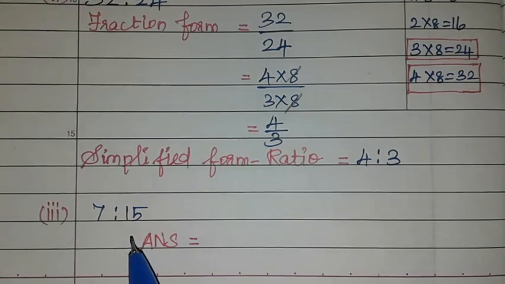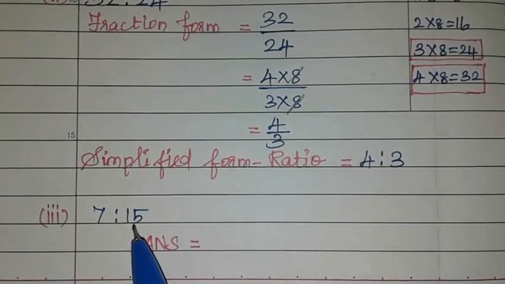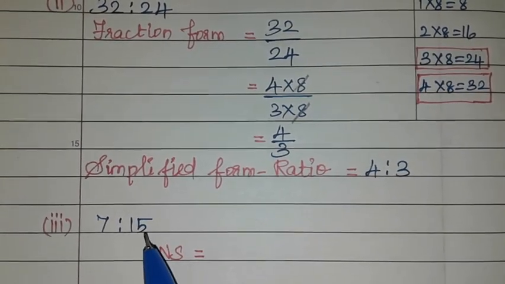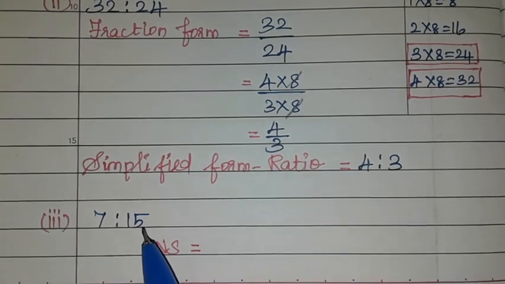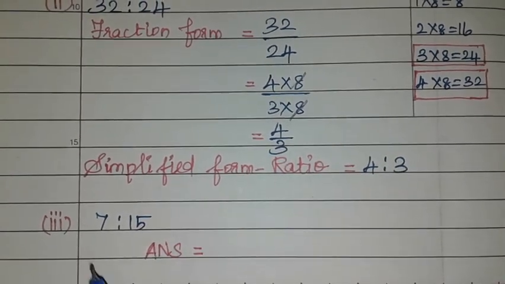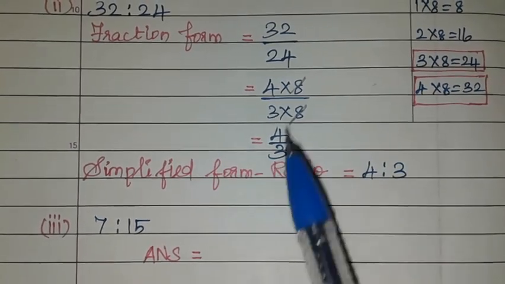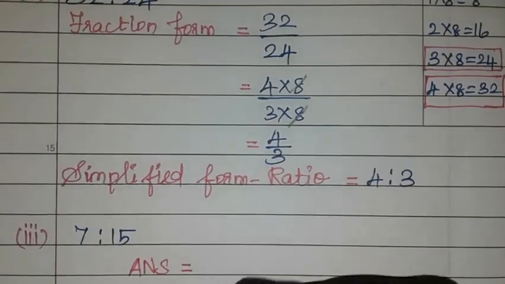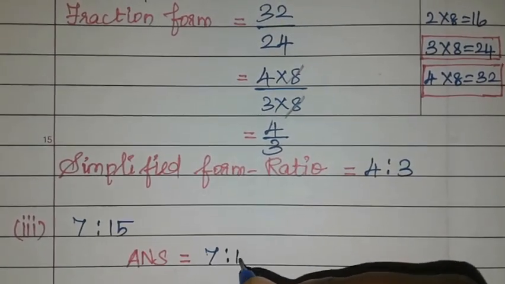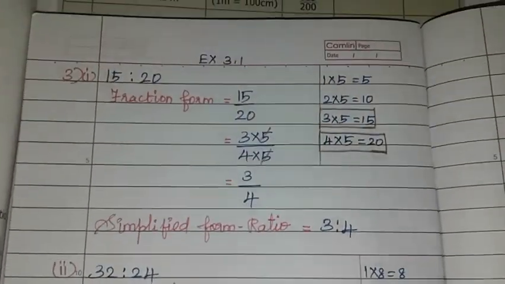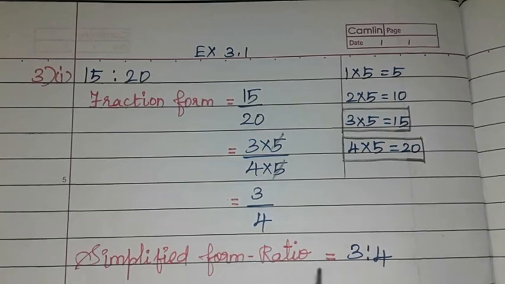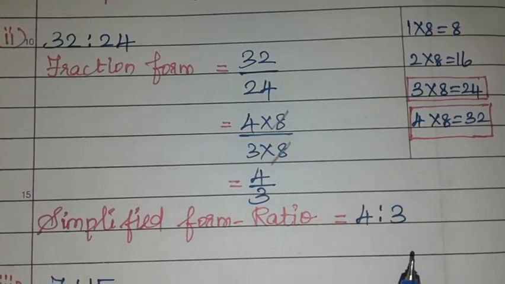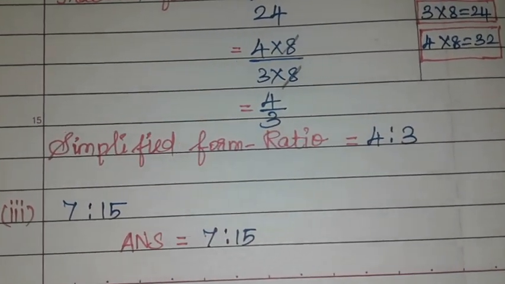Look at this third one, 7 is to 15. 7 and 15 are not present in the same multiplication table. We are getting 7 in the 7th table, 15 in the 3rd or 5th multiplication table. So we cannot write this with a common factor as in the previous problems. So the given question itself is the simplified form, 7 is to 15. See, first subdivision 3 is to 4, second subdivision 4 is to 3, third subdivision 7 is to 15.